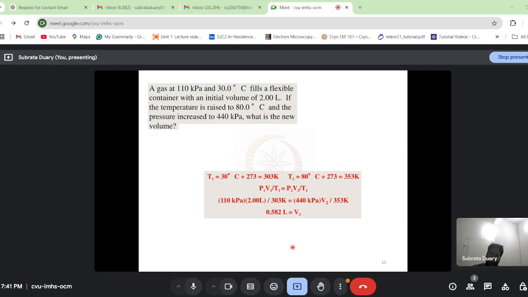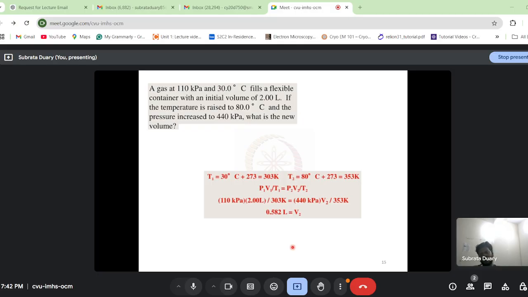And coming to the last question, where you have a gas container with gas at 110 kilopascal and 30 degrees Celsius, which fills a flexible container with an initial volume of 2 liter. If the temperature is raised to 80 degrees Celsius and the pressure increased to 440 kilopascal, then what is the new volume?